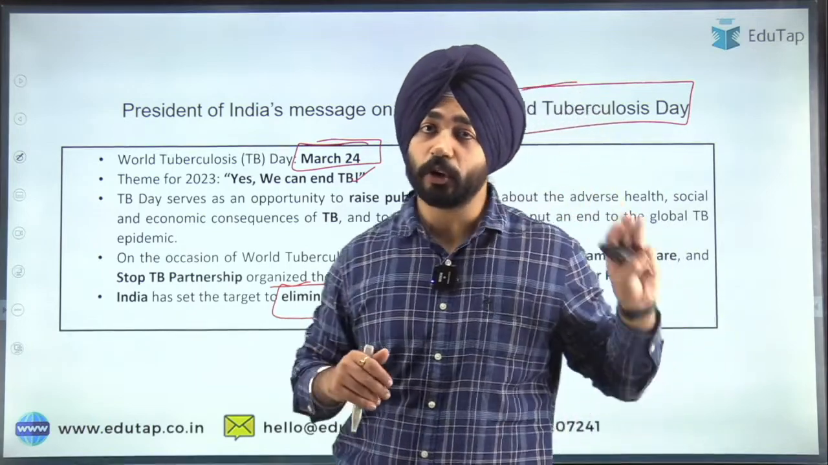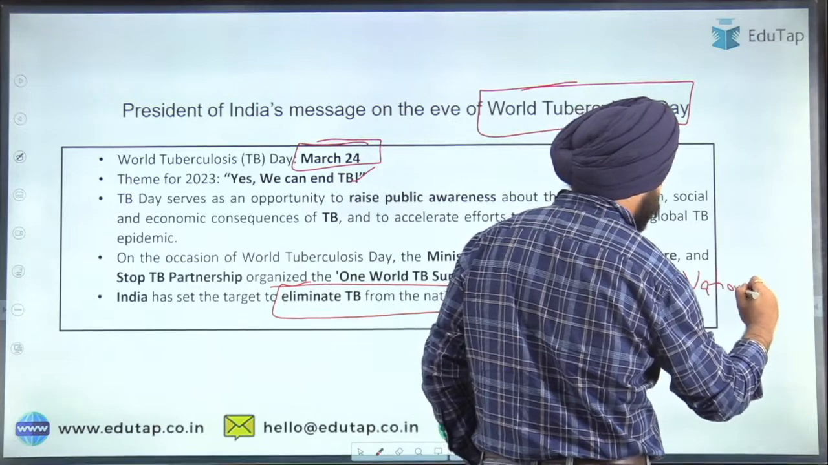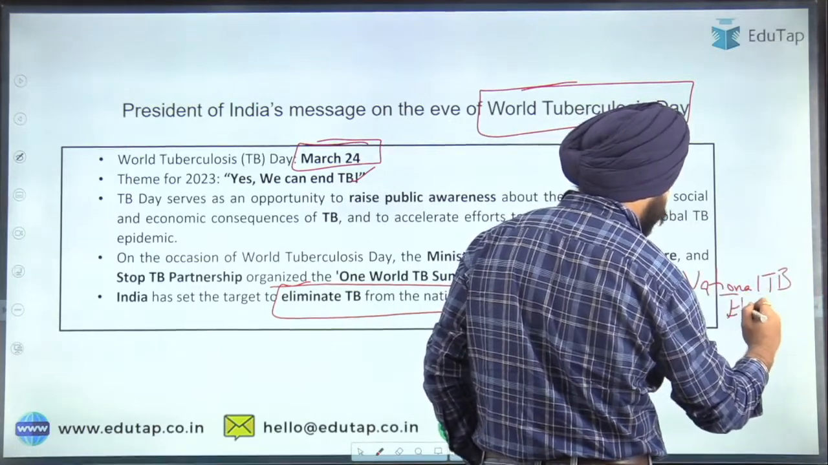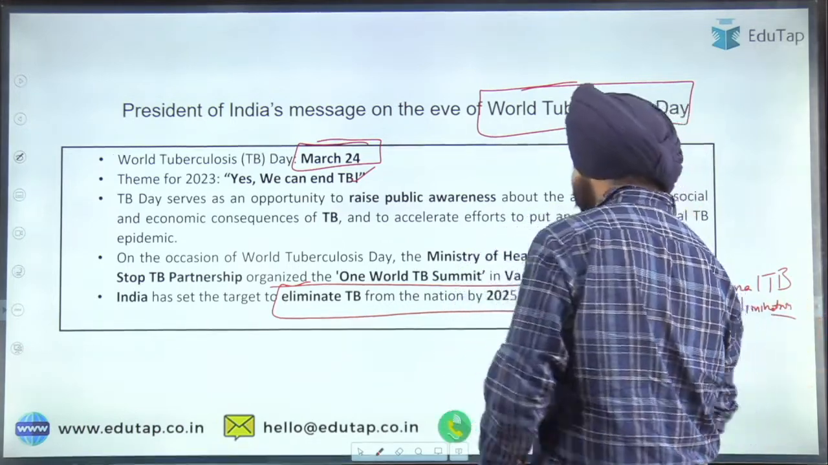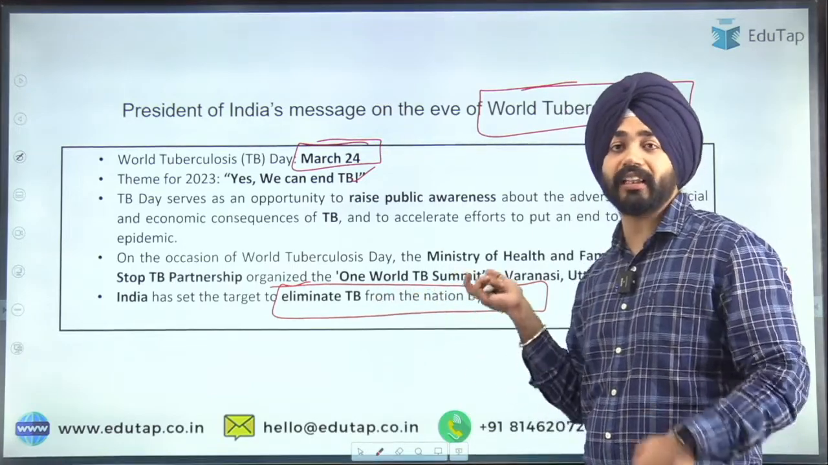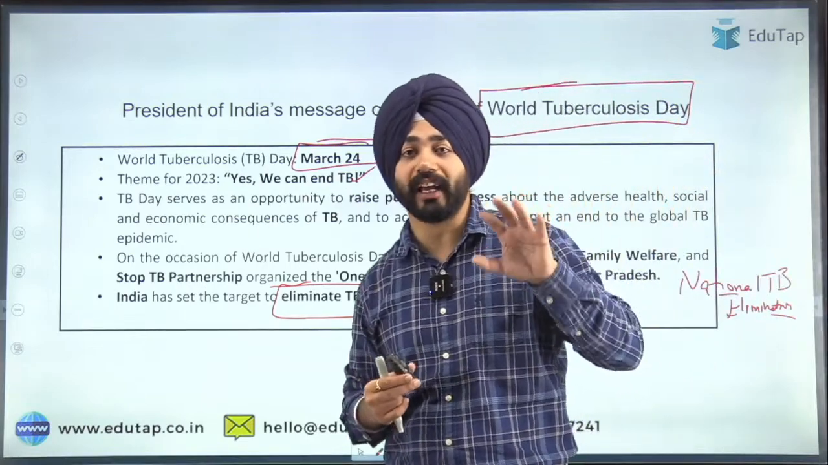Now when I talk about tuberculosis, यहाँ पे हमने in the previous lectures we have discussed about the National Tuberculosis Elimination Program, where we are setting a target to eliminate TB from India by the year 2025, which is 5 years ahead of the SDG targets.